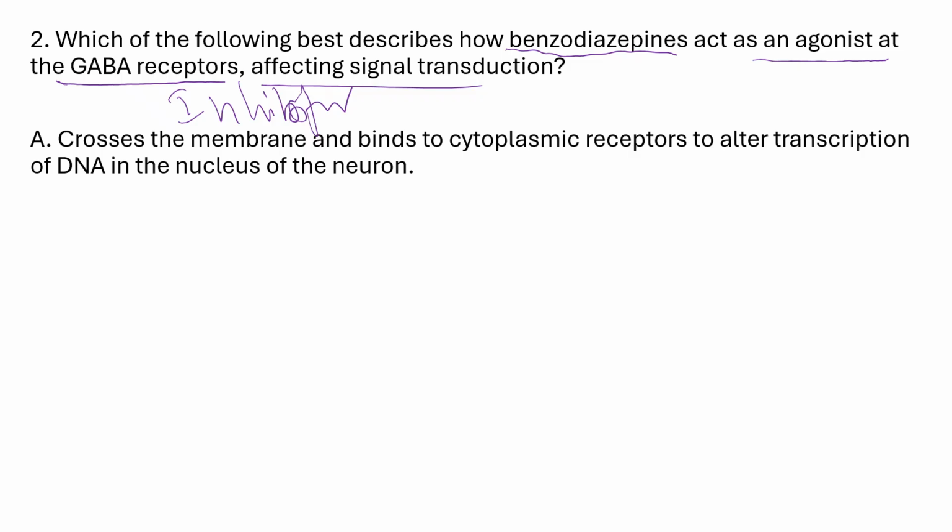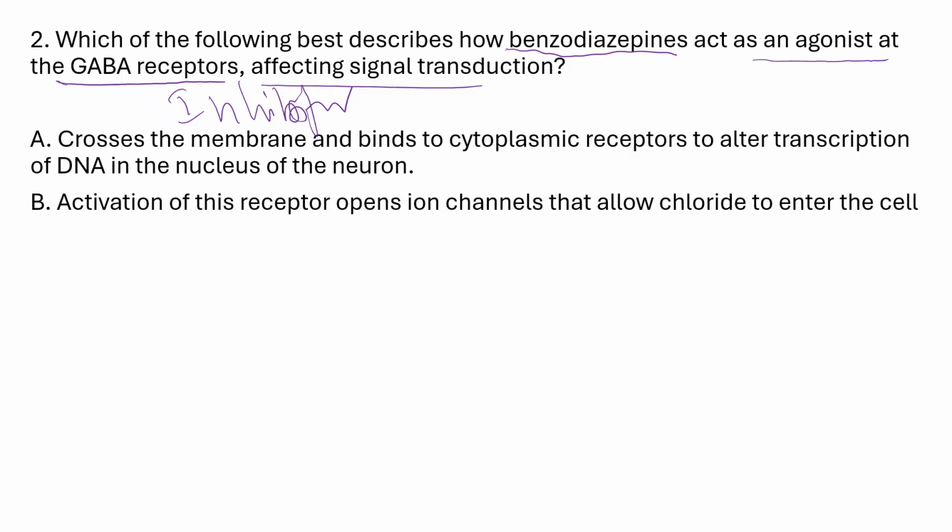So it has various roles in the body, like epilepsy or muscle relaxation, right? So what is the signaling mechanism here? Crosses the membrane, binds to cytoplasmic receptors. No, that is the steroid hormones. Activation of the receptor, opening ion channels. That makes a lot of sense, right? So GABA is mainly an ion channel, especially the chloride entry. That is the correct answer.